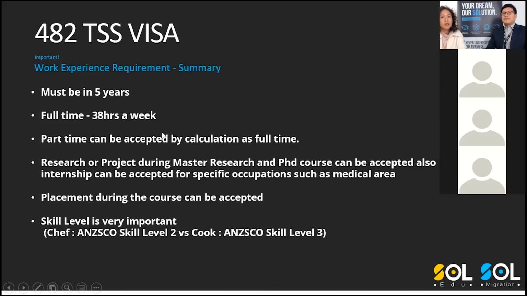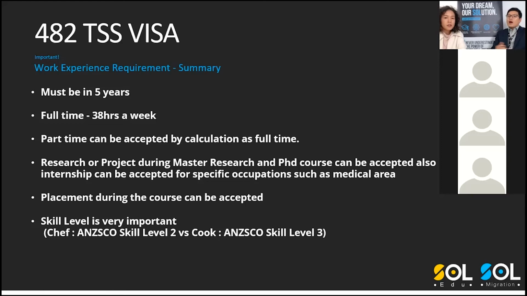So, summary: you must be within the 5 years and on a full-time basis. Part-time can be accepted by calculating it as full-time. And then work or vocational placements can also be used for counting the work experience. But you must work in the nominated occupation, so you can't be a cook if the nominated occupation is chef. Again, also important, while you are studying, if you worked in the nominated occupation, then you can still count the work experience. It doesn't necessarily have to be post-qualification experience.